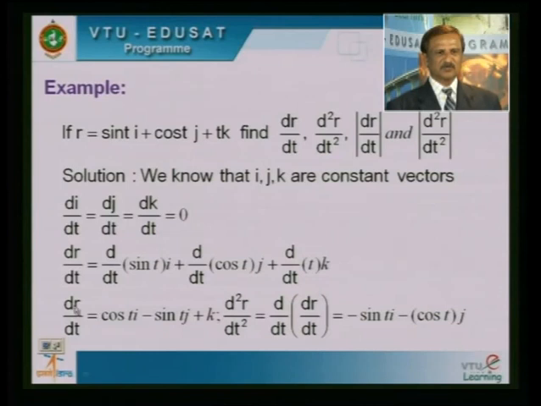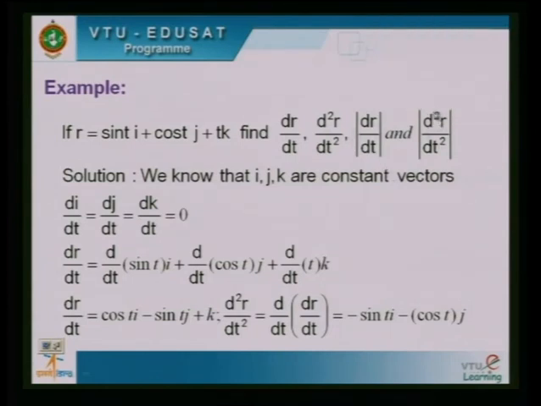Is it clear? Friends, if you want to calculate the second derivative, you can differentiate all these terms with respect to t one more time. That's why I have written here d by dt of dr by dt, that is equal to minus sin t into i, since the derivative of cos t is minus sin t, and the derivative of sin t is cos t. Is it clear? This is the value of d square r upon dt square. So now I want to calculate modulus of dr by dt and modulus of d square r upon dt square.